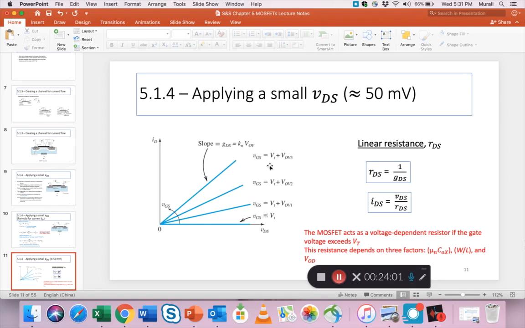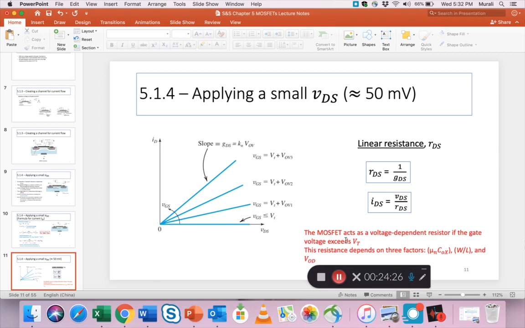How high is it compared to that fixed VT? Based on that, you can draw these four curves or straight-line graphs. So in this linear resistance region, where VDS is very small, we can think of the MOSFET as a resistor, and that's what you see in the red here.